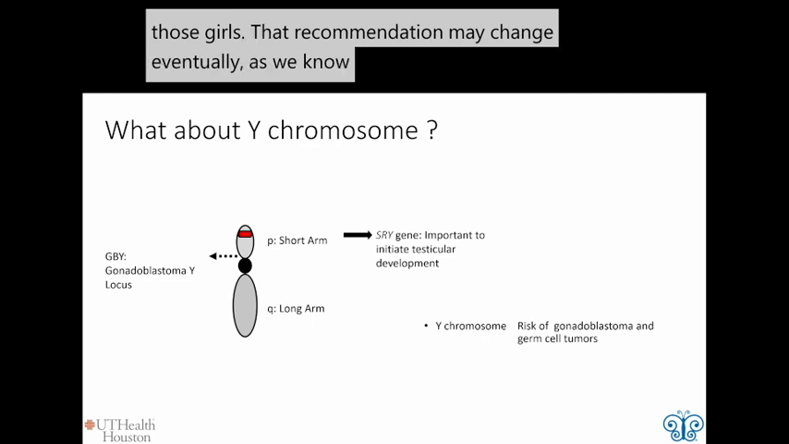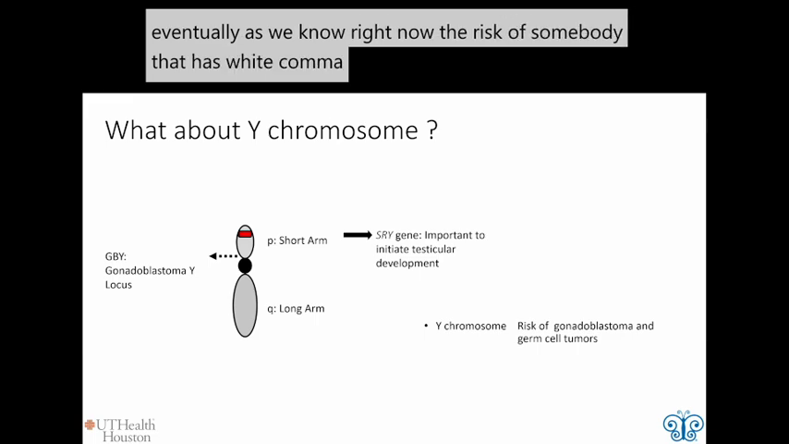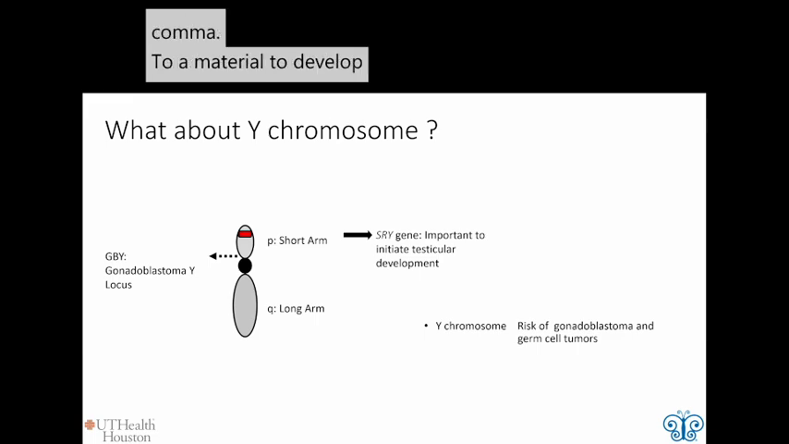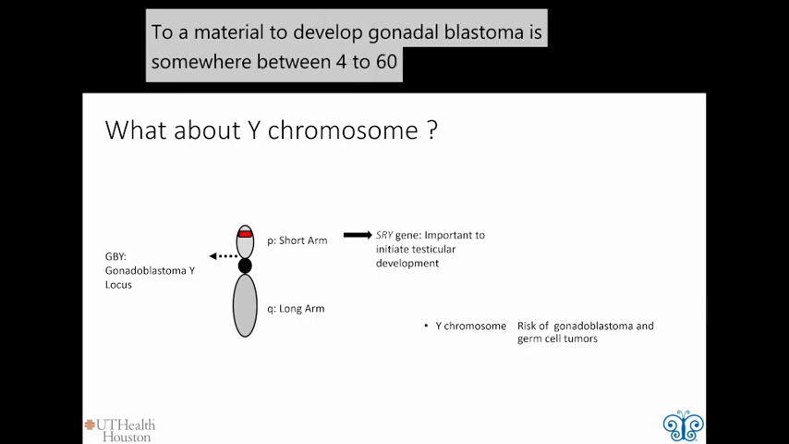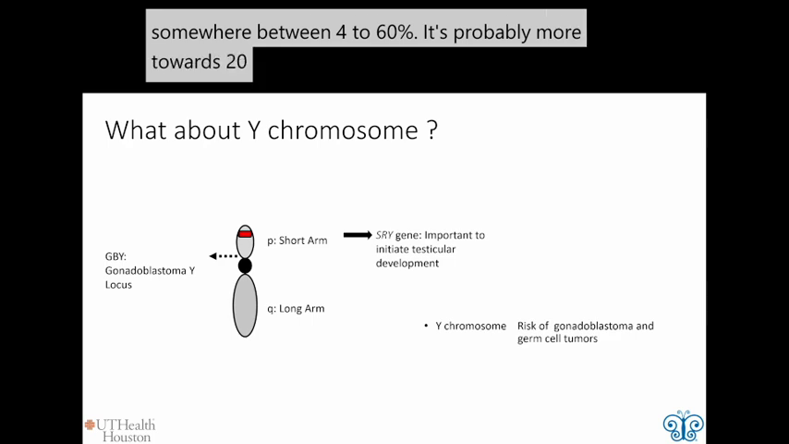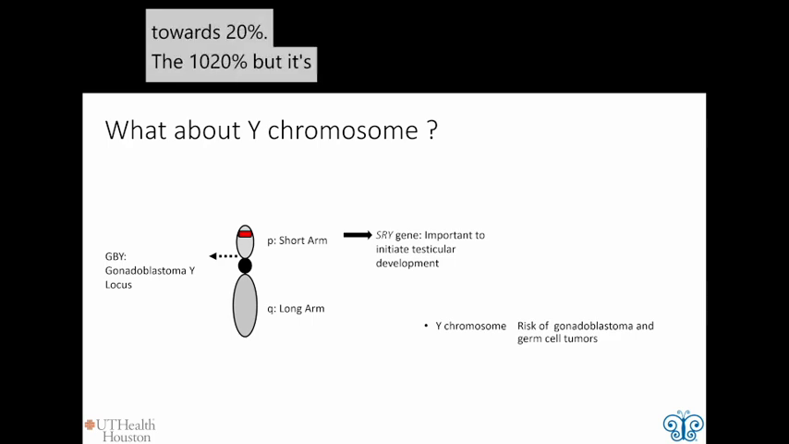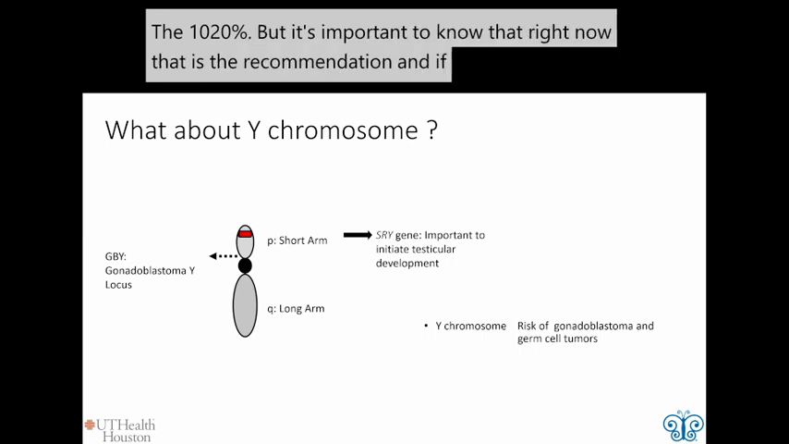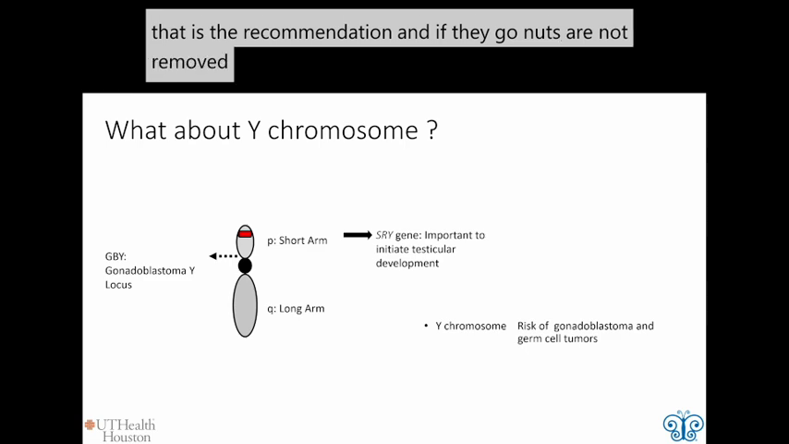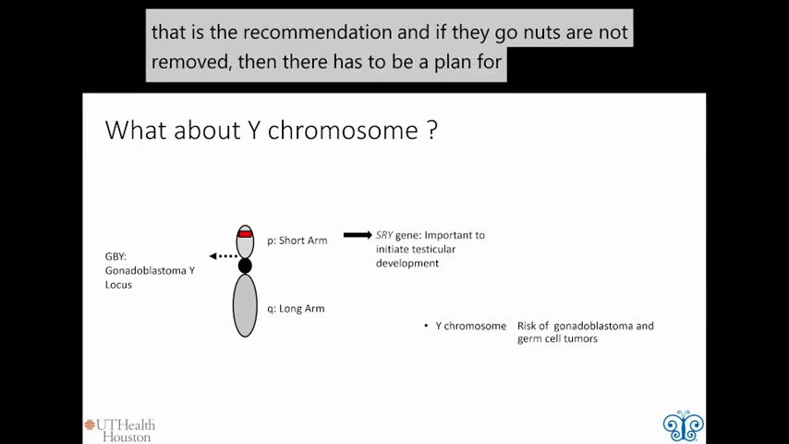Right now, the risk of somebody that has Y chromosome material to develop gonadoblastoma is somewhere between 4 to 60%. It's probably more towards 10-20%. But it's important to know that right now that is the recommendation. And if the gonads are not removed, then there has to be a plan for surveillance of those gonads as much as possible.